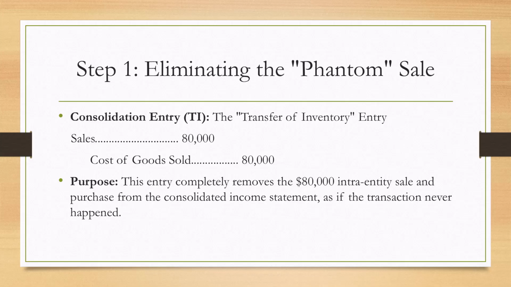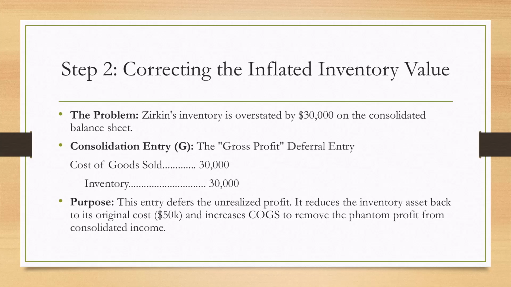This one is simple. We just reverse the internal sale to make it disappear. We debit sales and credit cost of goods sold for the full transfer price of $80,000. This entry completely removes the phantom sale and purchase from our consolidated income statement, as if the transaction between the two companies never happened. But we're not done.